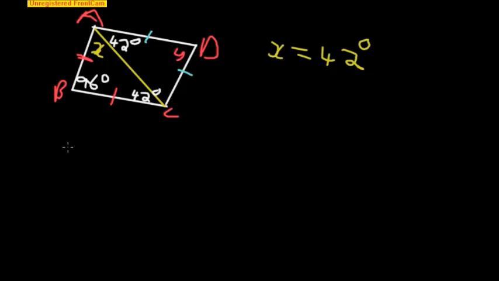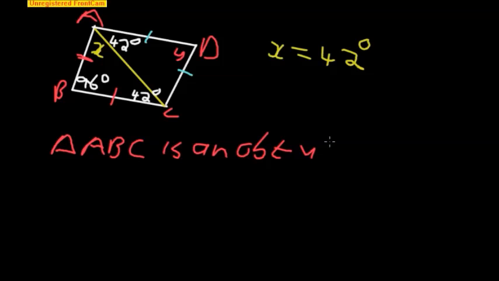So we can say triangle ABC is an obtuse angled isosceles triangle, because we have two sides with exactly the same length.